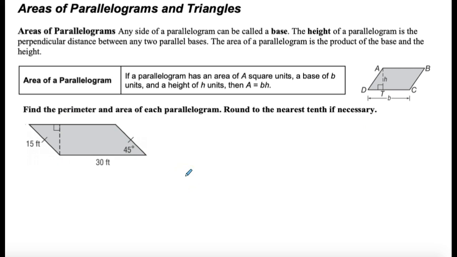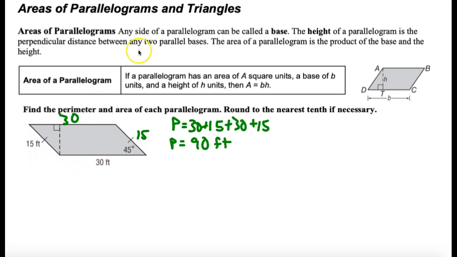So on this one, we're actually given all of the sides. So I could go ahead and find the perimeter right off the bat. If this side's 30, this side's 30. If this side's 15, this side's 15. So my perimeter is just going to be 30 plus 15 plus 30 plus 15, which would be 90. So my perimeter is 90 feet.